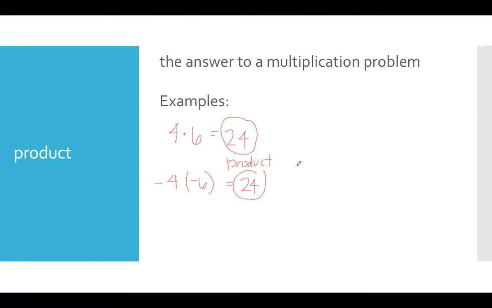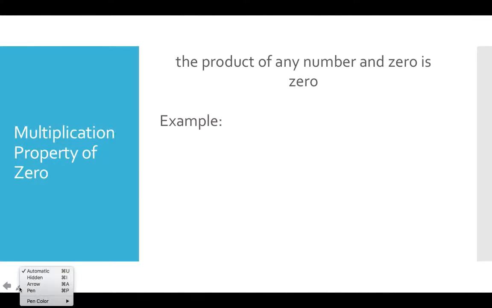Now the other word we need to talk about today is the multiplication property of 0. Now this simply just says that the product, that means the answer of a multiplication problem, of any number and 0 is going to be 0. For example, if I do 4 times 0, I get 0. If I have -4 times 0, I'm still going to get 0 because the product of any number times 0 will always be 0. Please make sure that you have these examples in your math notebook.